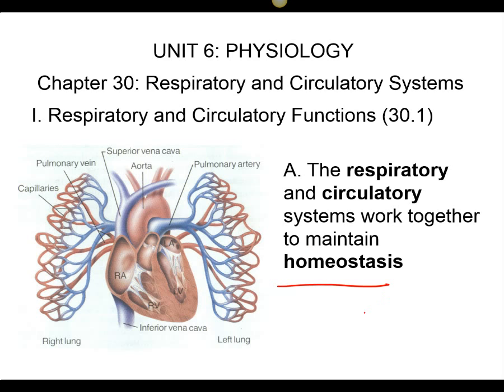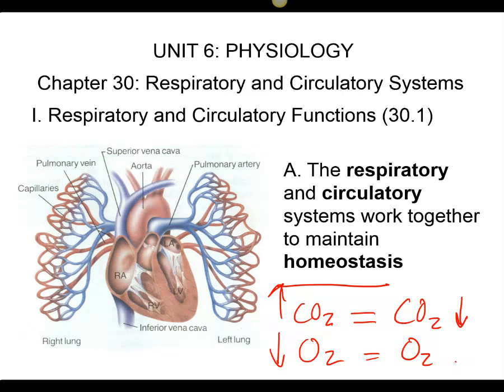Remember, homeostasis, what we're trying to keep balanced, guys, is CO2 levels and oxygen levels. So that's what we want to keep. We don't want to have too much carbon dioxide, then we're going to want to bring it down. And we don't want to have not enough oxygen, and then we're going to want to bring it up. And the oxygen levels and carbon dioxide levels we're talking about are in our blood.